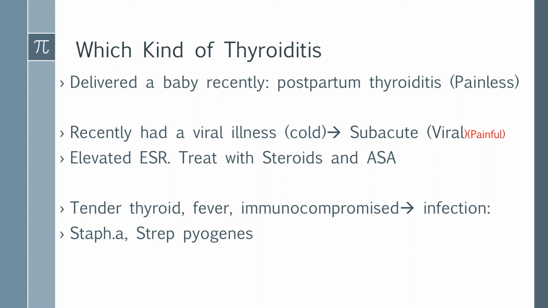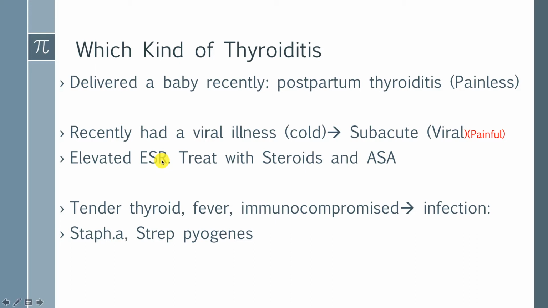If you recently had a viral illness, a cold, they would not necessarily describe a fever. For example, the patient felt malaise, tired, had a runny nose, was sneezing a lot, a mild cough. So think of a viral illness, an upper respiratory infection. It's called subacute thyroiditis or de Quervain thyroiditis, whichever. There's a lot of names. I just like to remember it as viral thyroiditis. And that one is painful. So that's a hint. Postpartum is painless. Subacute is painful.